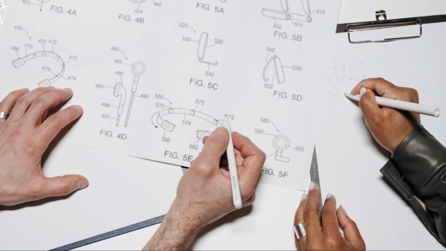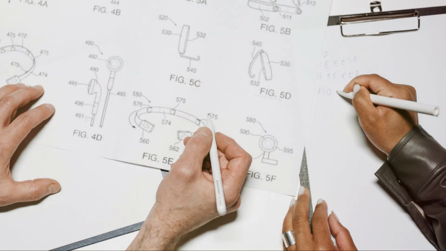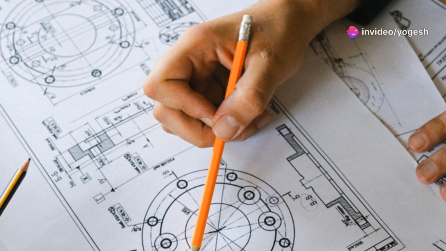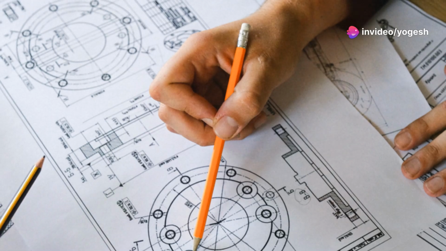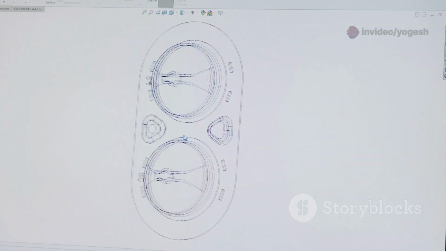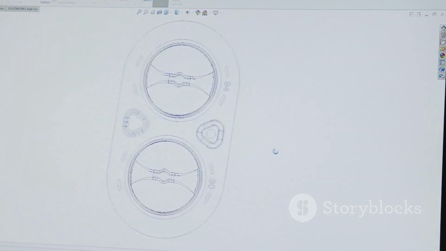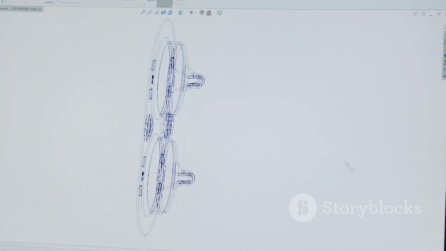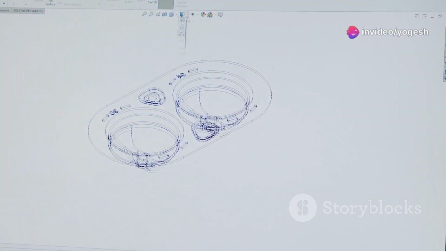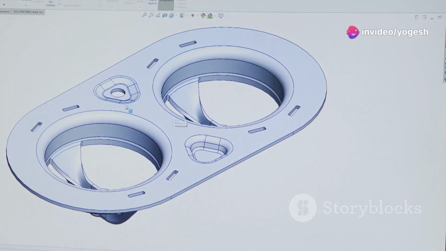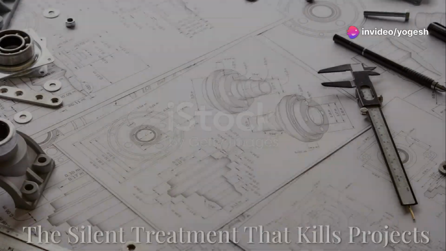Clarity is king. Make your drawing as easy to read as possible. A clear drawing communicates your ideas effectively and reduces the chance of errors. Remember, a clean, well-organized drawing saves time, prevents mistakes, and helps everyone work more efficiently. Good design is about making information accessible, not hiding it in a puzzle.